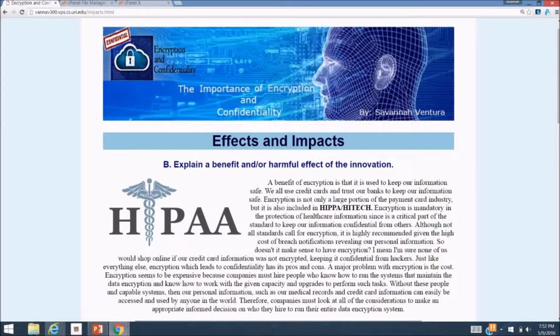Encryption has many beneficial effects. The main beneficial effect is that it keeps our personal information safe. Encryption is not only a large portion of the payment card industry, but is also included in the HIPAA HITECH.